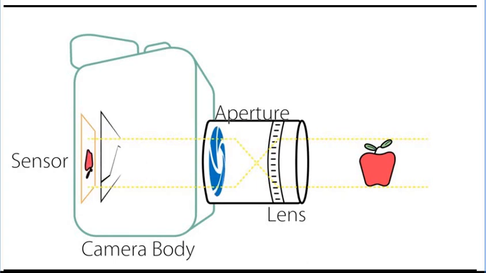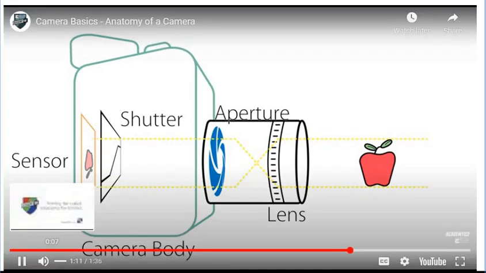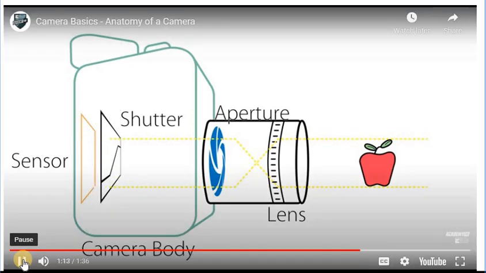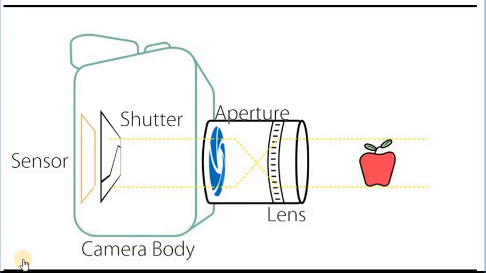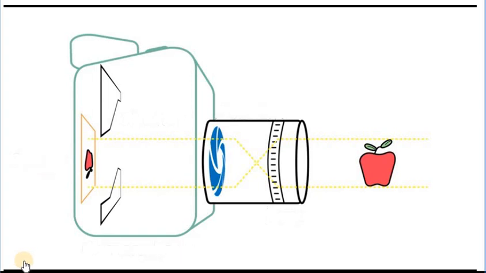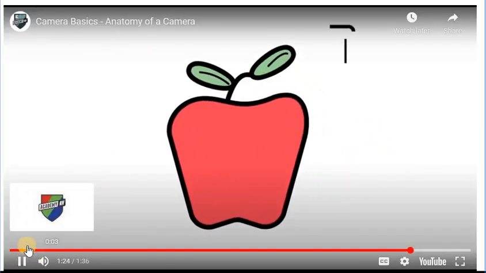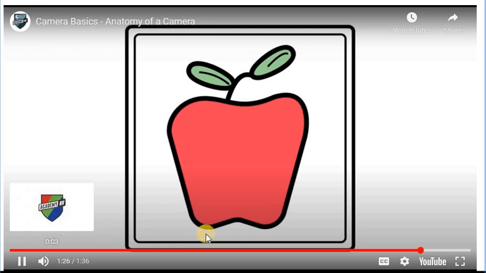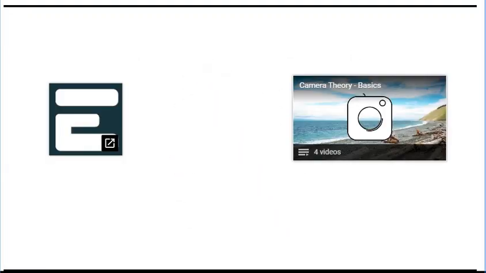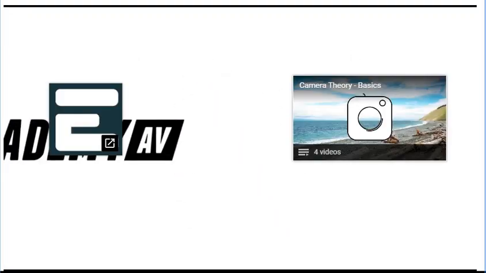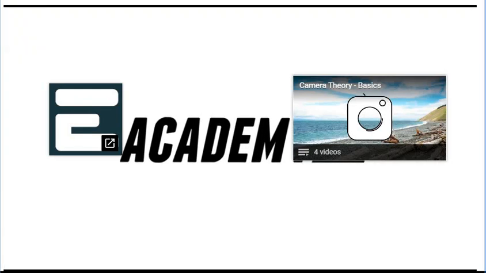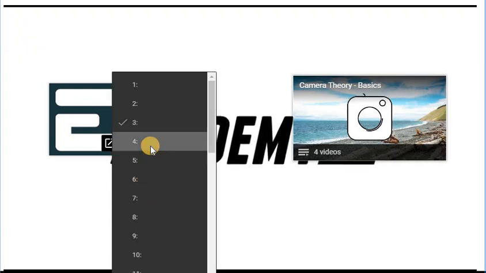The final piece is the shutter, which is a fast-moving mechanical curtain that completely blocks light from coming from the lens to the sensor. The shutter can open rapidly to allow light to hit the sensor for the desired amount of time. These mechanical pieces work together to create a proper image. We will go into more depth on each individual piece in future videos.